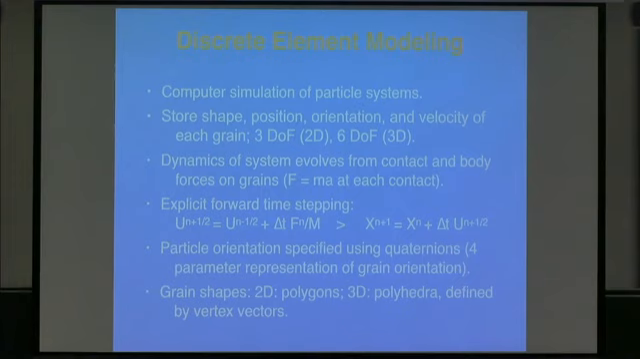Particle orientation is specified using the quaternions. In this talk, we're going to talk about 2D polygons and 3D polyhedra, and they're defined by vertex vectors from their center of mass.